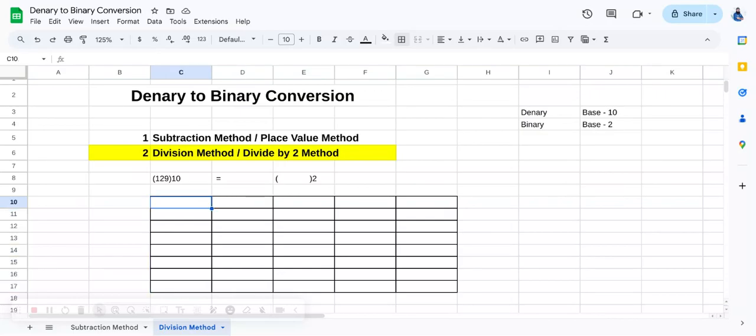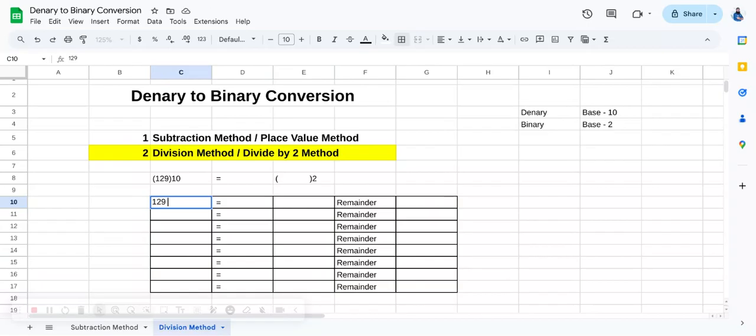We have 5 columns. First thing, in this column we are going to write the equal sign, and here we are going to write remainder. You can write it in all the cells. Now we have these cells empty. This is column C, rows 10 to 17, the same goes for column E, 10 to 17, and column G, 10 to 17. The first thing we are going to write here is the given Denary number.